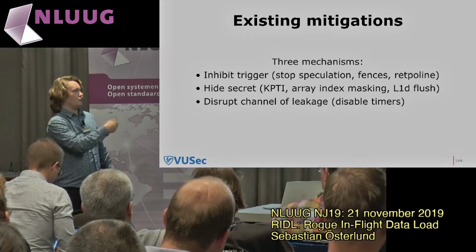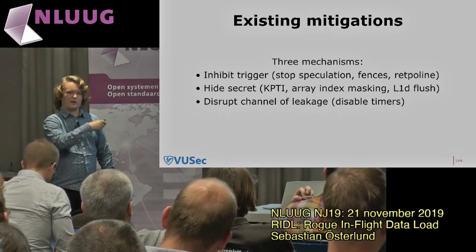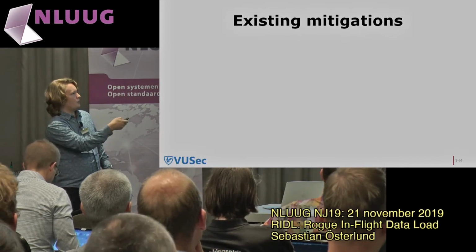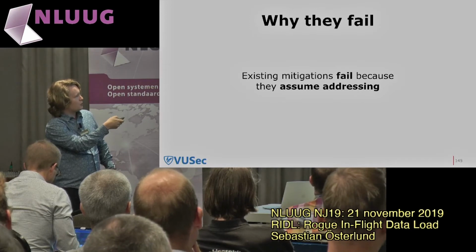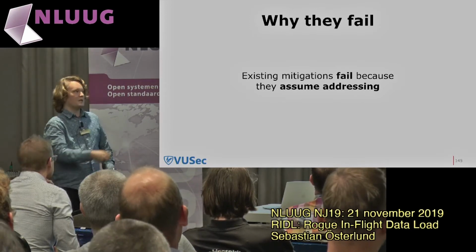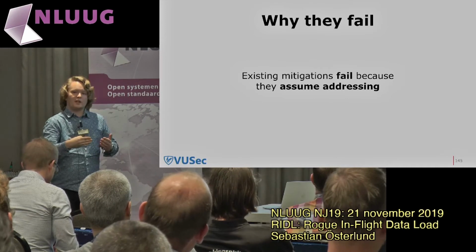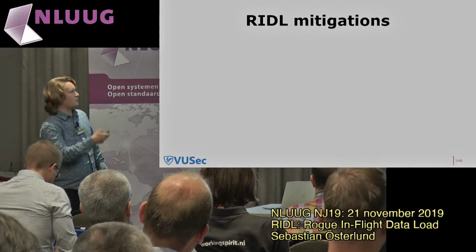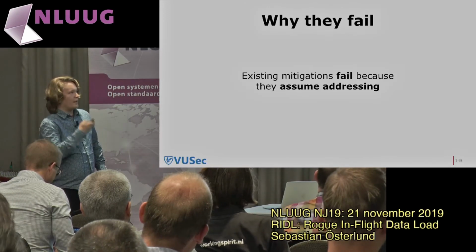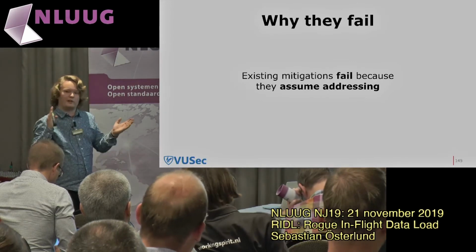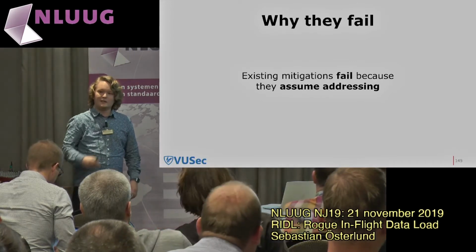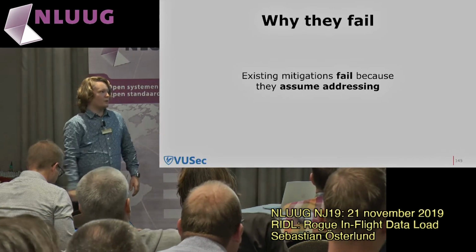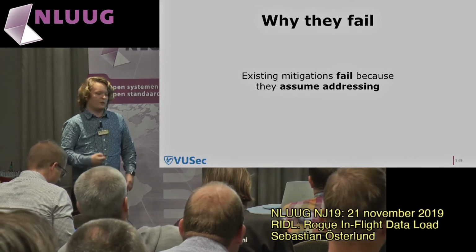Another way of mitigating these things is simply to disrupt the channel of leakage, so disable timers so that you can't do something like Flush+Reload. The first two here fail because they assume addressing. They all do something to the addressing to make it impossible to actually leak stuff. But what we already saw is that we leak from a null pointer. RIDL doesn't really rely on addressing at all. It just picks up whatever is in flight and leaks that. So messing around with the addressing doesn't really prevent RIDL attacks.